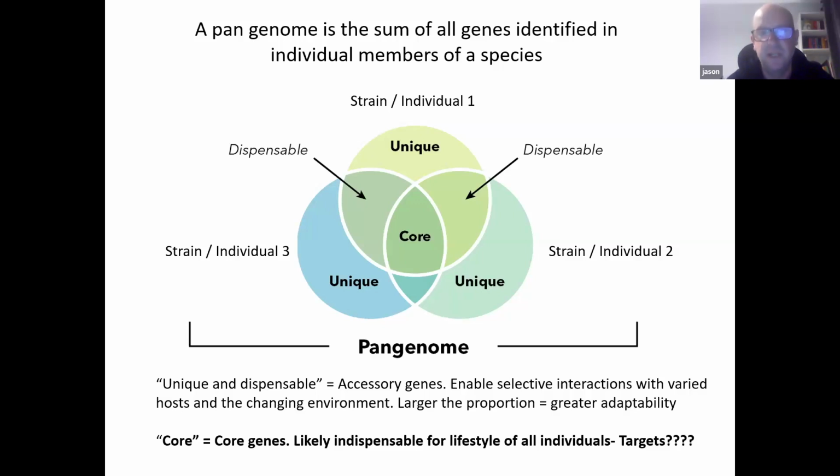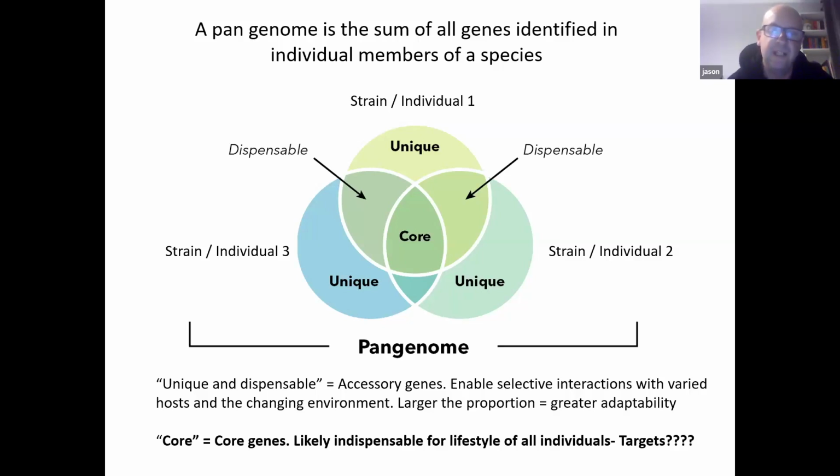But you will also start to uncover some of the genetic variation, which we term accessory genes, that potentially allow the selective interactions of pathogens, for example, with changing environments. And the larger the size of that accessory or unique fraction is, the greater adaptability the species is thought to have to change to environmental stresses.